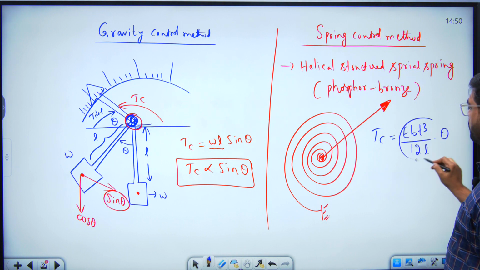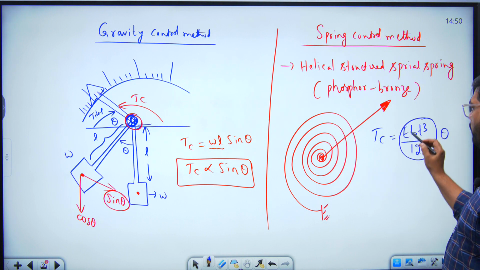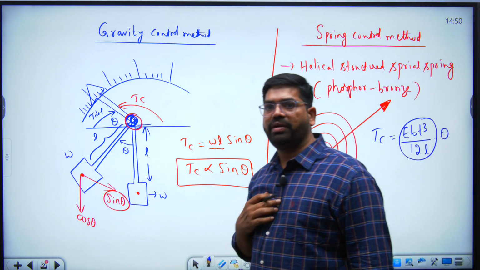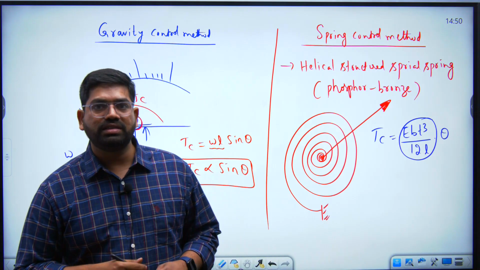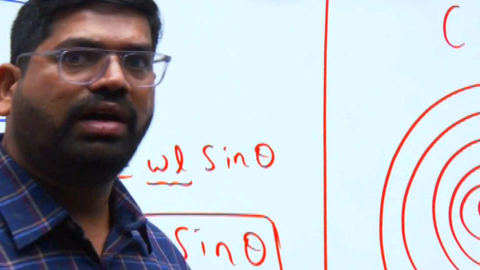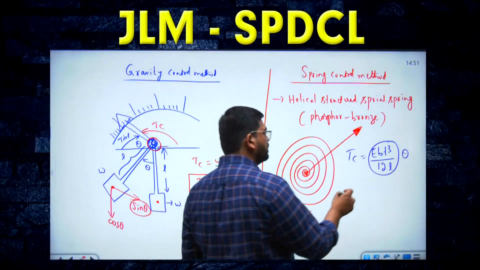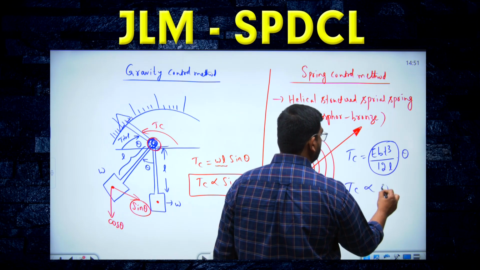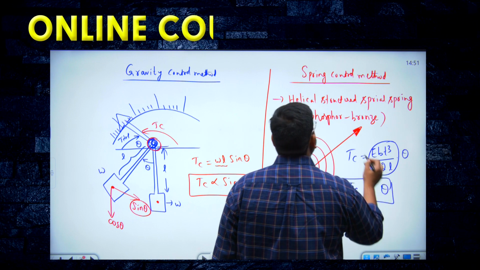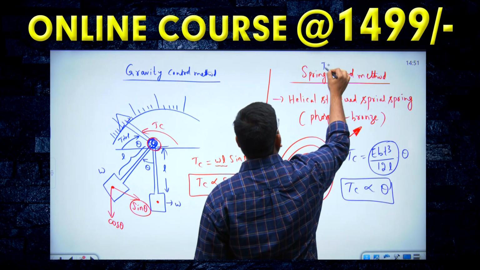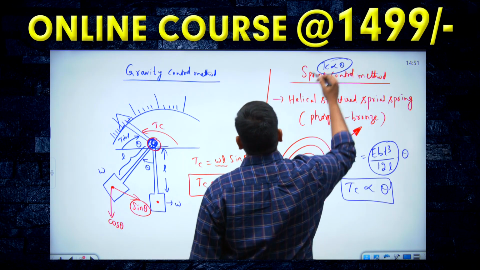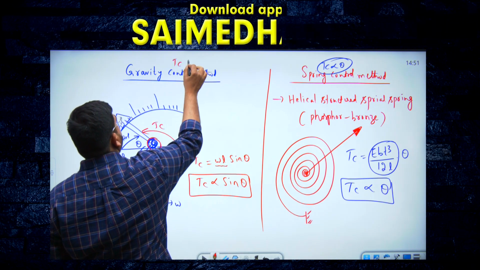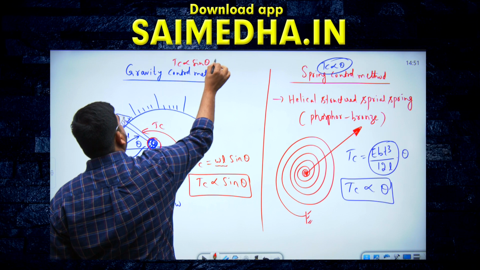For this particular spring, all these are constant, where E is the Young's modulus of the spring, B is the breadth of the spring, T is the thickness of the spring, and L is the length of the spring. For a particular instrument all these are constant, so we can easily write TC proportional to theta. Spring control method means TC proportional to theta. Gravity control method means we write TC proportional to sin theta.